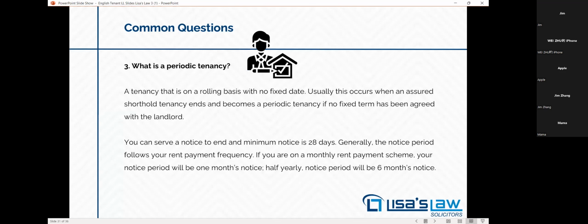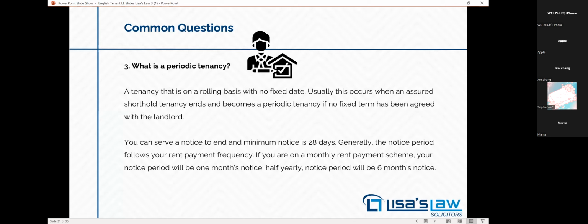So what is a periodic tenancy? I've mentioned it just now, just in passing, but a periodic tenancy happens when your fixed term, let's say if you have a 6-month AST or a 1-year AST, has passed, then either you sign a new contract or it automatically becomes a rolling tenancy agreement. So the proper definition is a tenancy that is on a rolling basis with no fixed date.